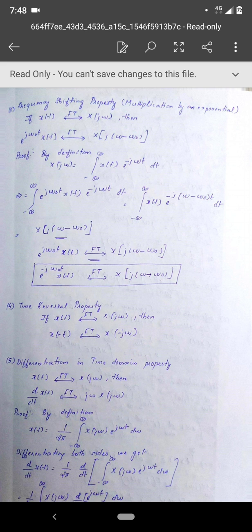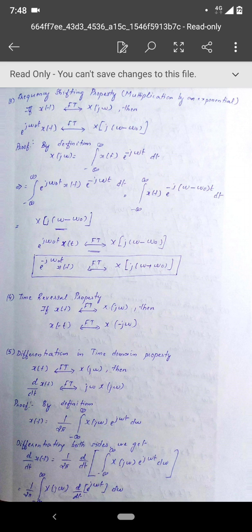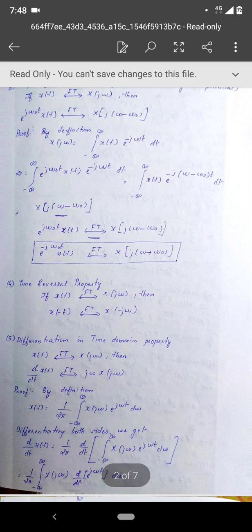In the definition, in place of omega we have omega itself, which is why we represent it as x of j omega. But here, in place of omega we have omega minus omega naught. So we can use the definition and write it as x of j omega minus omega naught. That is the proof. That is, for e raised to j omega naught t x of t, we find the Fourier transform to be x of j omega minus omega naught. This is how it has to be written.